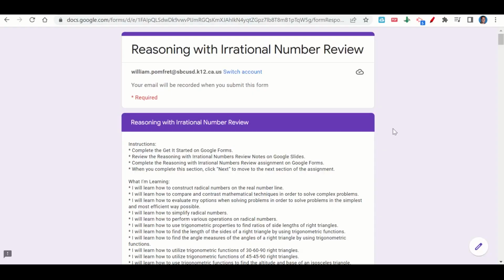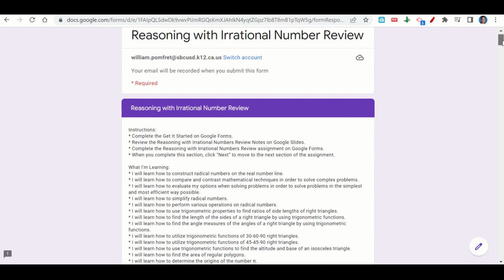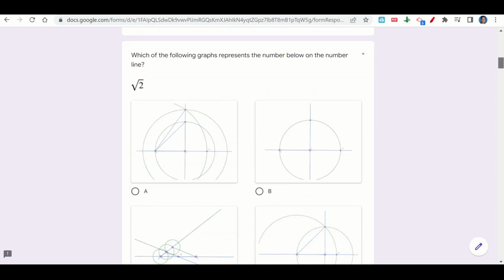Let's take a look now at the Reasoning with Irrational Numbers review assignment. The assignment begins with the learning goals and success criteria. If we scroll down, we can see the questions.